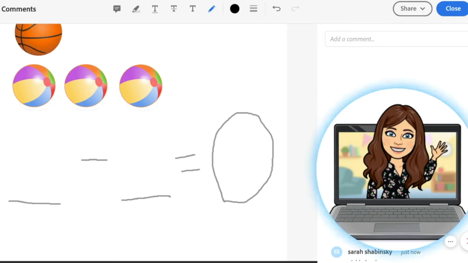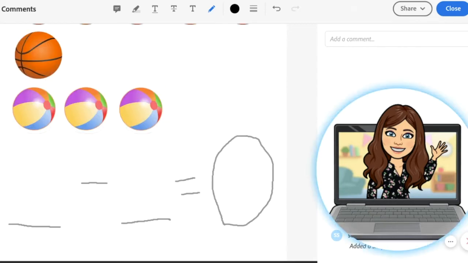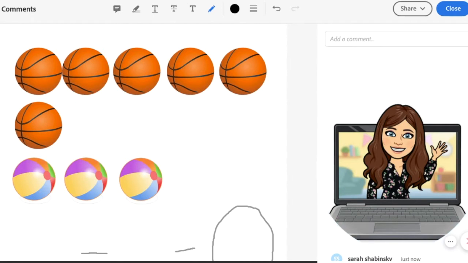Okay, friends, let's see what our first word problem is today. Jenna has 9 balls in all. If 3 of Jenna's balls are beach balls, how many basketballs does Jenna have?